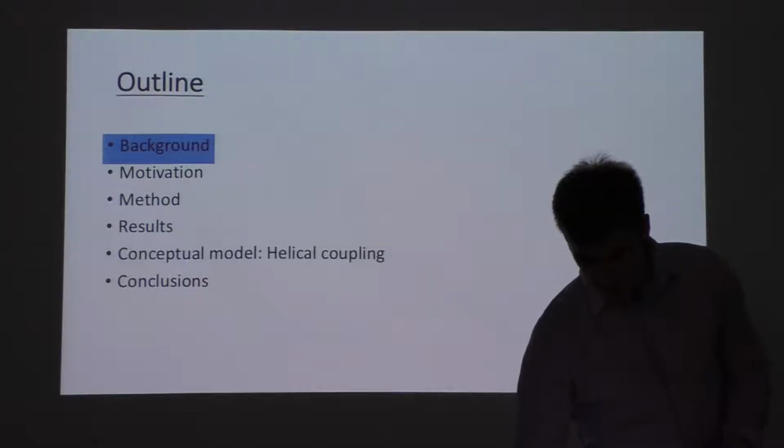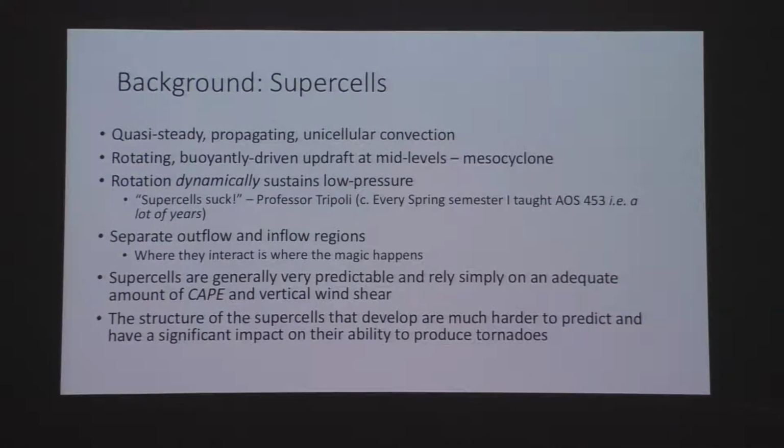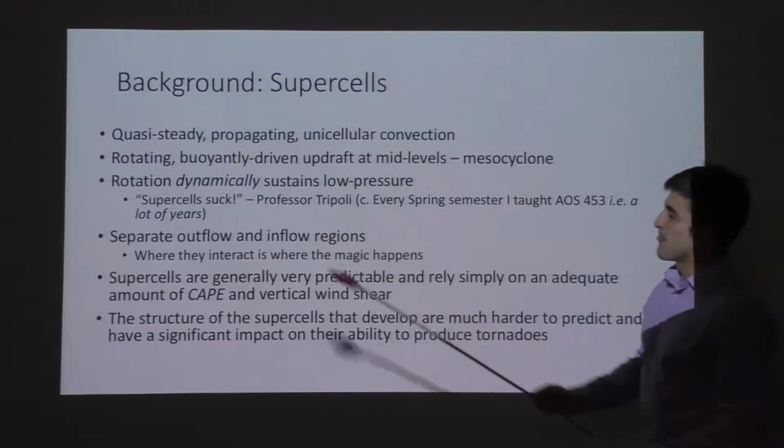So we'll start off with the background. Supercells are quasi-steady propagating unicellular modes of convection. They rotate, as opposed to any other types of convection, which sets them apart from other types of cellular convection. This rotating updraft is known as a mesocyclone, and rotation aloft dynamically, rather than through buoyancy, sucks air upwards via dynamic low pressure. So in the words of Greg Tripoli, supercells suck.